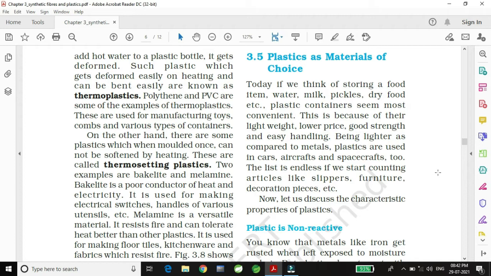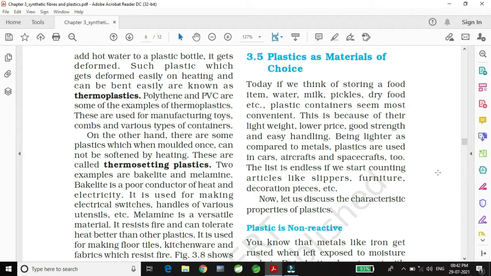So what is bakelite and what is melamine? Bakelite is a poor conductor of heat and electricity. It is used for making electrical switches and handles of various utensils. That means it doesn't allow current or heat to pass through it. If you see the pans, the handles are made of thermosetting plastics.